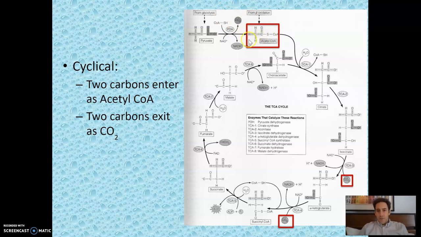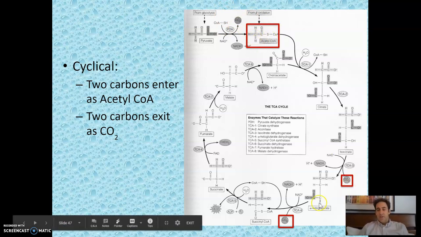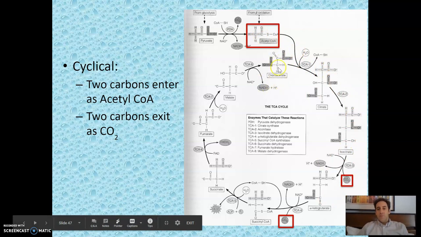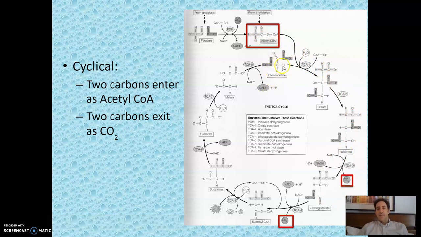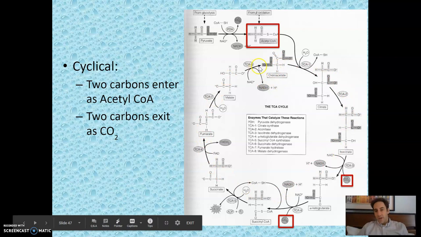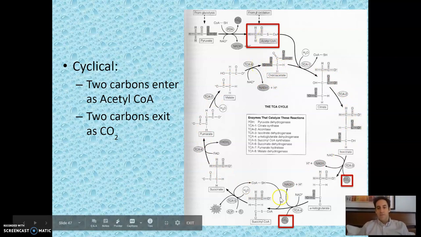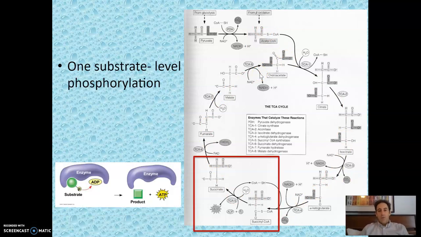So basically 2 carbons in, 2 carbons out. This is part of why it's a cycle, right? Because we get 2 carbons in, 2 carbons out. We also start by adding those 2 carbons to oxaloacetate, and then at the end, we regenerate oxaloacetate. So again, it's a cycle. 2 carbons in, 2 carbons out, regenerate oxaloacetate. Cycle.